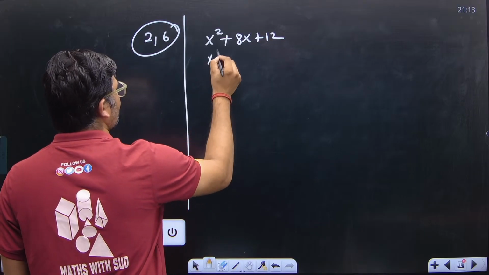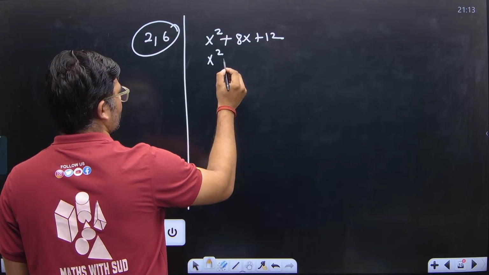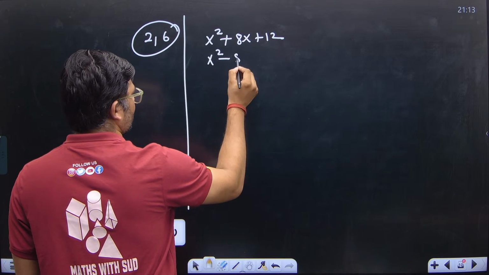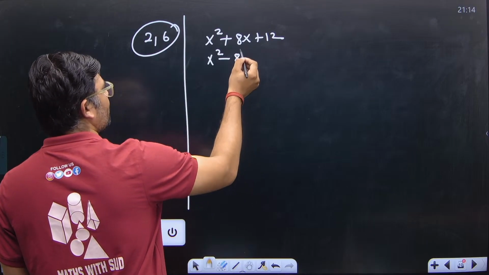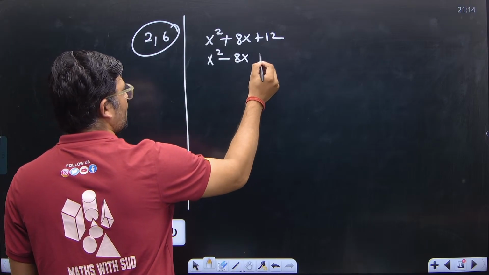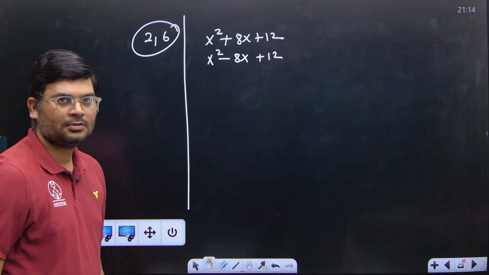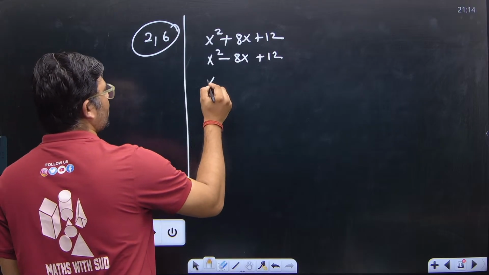And then what will come? X minus 2 and x minus 6. Yeah, so what will happen? Only 8x will become minus 8x. Yeah. Thanks. And then what is the third kind of it?